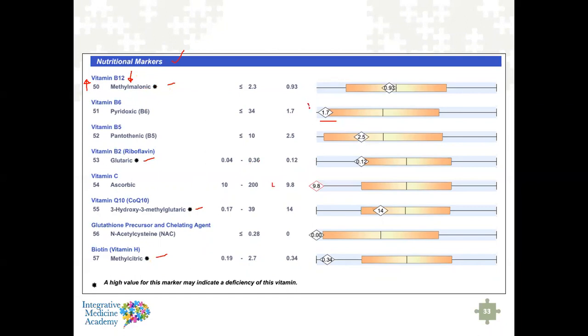Our B6 is low, that's fairly common, and that might explain, at least in part, some of the low values in the neurotransmitter section. Our ascorbic is low, that's actually very common. It's an unstable acid in urine samples. Many organic acids are low in ascorbic acid. It doesn't mean the person has a vitamin C deficiency.